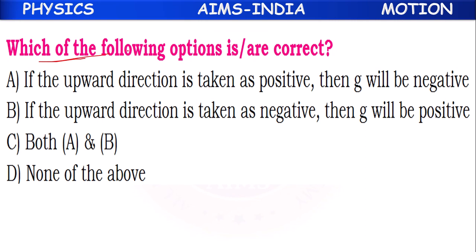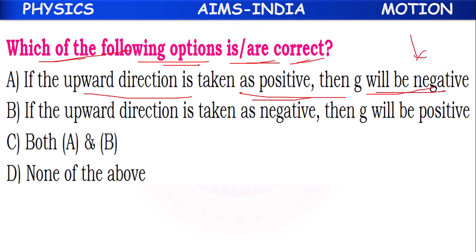Next children, which of the following options is correct? If the upward direction is taken as positive, then g will be negative. Why? Because it is downwards. If the upward direction is taken as negative, then g will be positive. Correct. Both are correct. So both A and B is the correct answer.